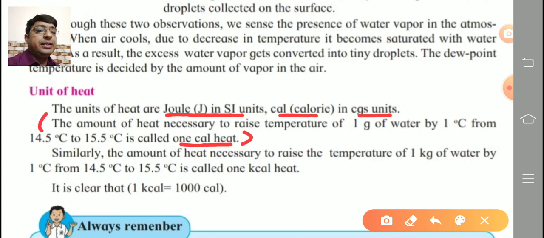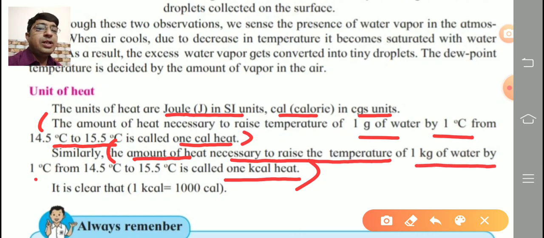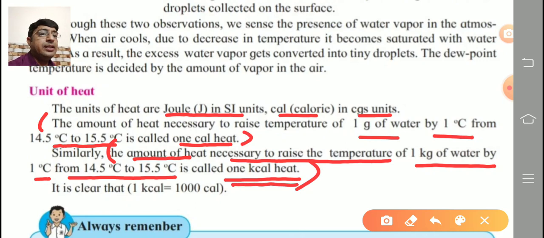The amount of heat necessary to raise the temperature of 1 gram of water by 1 degree Celsius from temperature range 14.5 to 15.5 degrees Celsius is called 1 calorie heat. Second definition, define 1 kilocalorie heat. So that is the second answer here. The amount of heat necessary to raise the temperature of 1 kilogram of water by 1 degree Celsius from 14.5 to 15.5 degrees Celsius is called 1 kilocalorie heat.